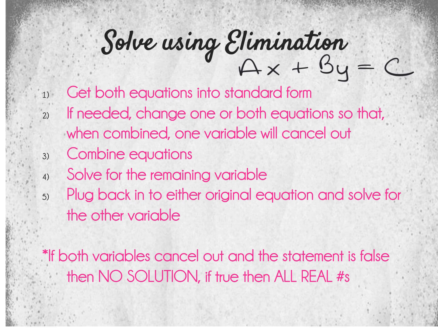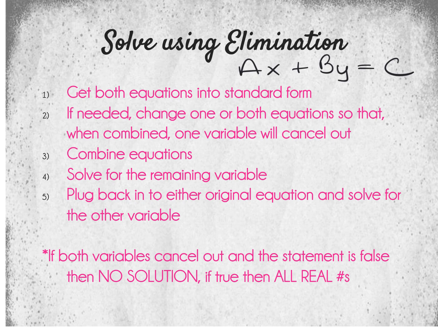This is standard form. If you need to change one or both equations so that when you combine the two equations, one variable will cancel out, then you can multiply by something to make that happen. Once you combine the two equations, one variable should cancel out. Once you get the value of that variable, you're going to solve for the remaining variable by plugging it back in to one of the original equations.